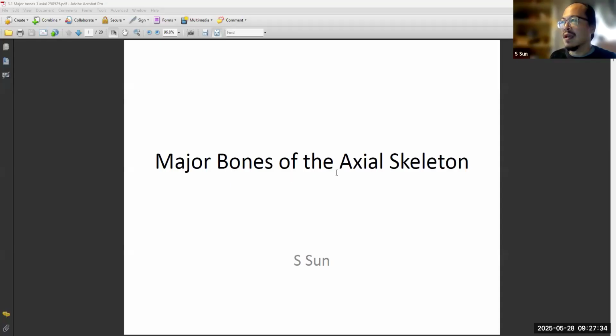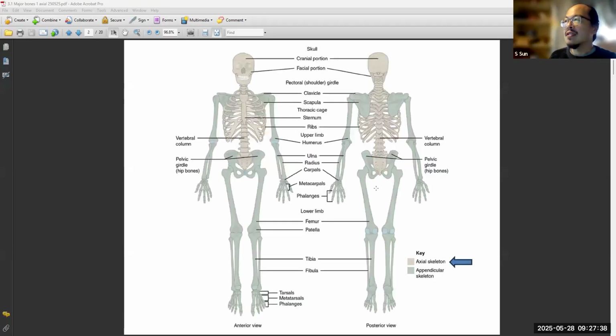All right, so you can see here is the PowerPoint slide. And so we are going to look into the major bones of the axial system. So this is our skeletal system, all of our bones. And you can see that this one is presented in two colors and two sides. So this is called the anterior view, seen from the front. This is a posterior view, seen from the back. And you can see two colors.